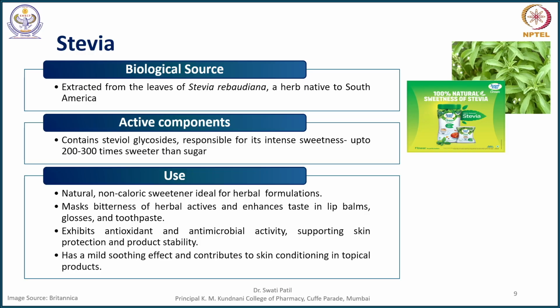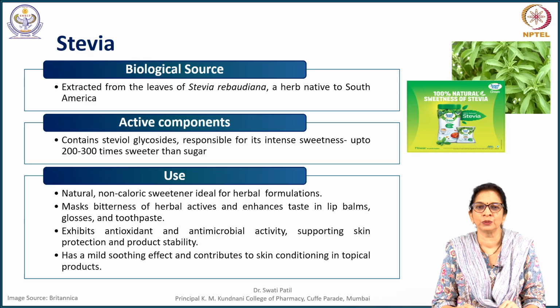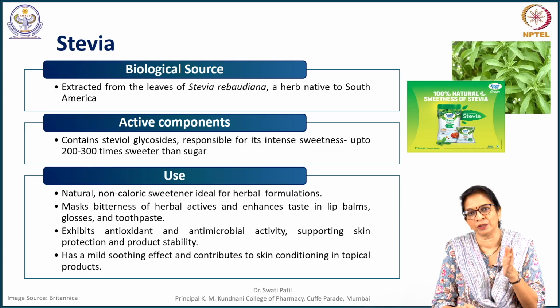Let us look at a few examples obtained from natural sources which can substitute the extra sugar added in the formulation. The first among them is stevia. Though stevia is a native of South America, a lot of stevia is now cultivated in India, and the source for this is the leaves of Stevia rebaudiana. The active components in stevia which are responsible for imparting the sweet taste are the steviol glycosides, responsible for the intense sweetness, which is around 200 to 300 times that of sugar.